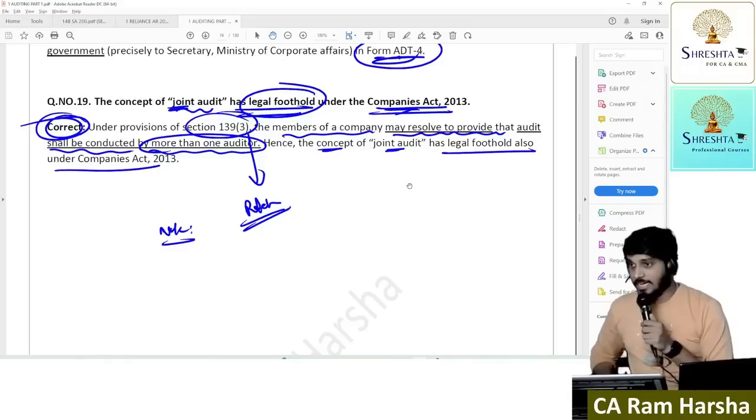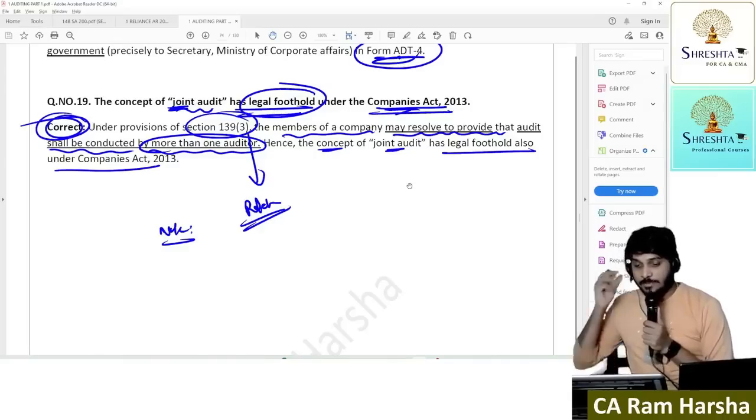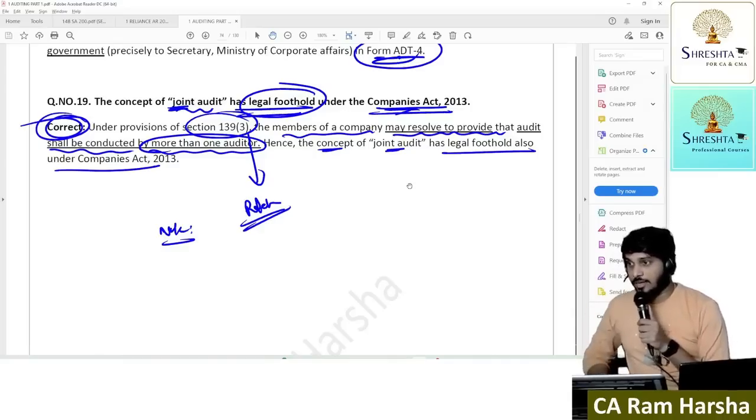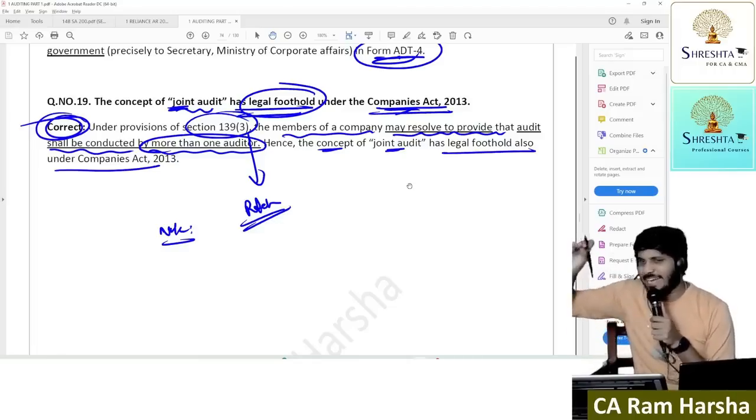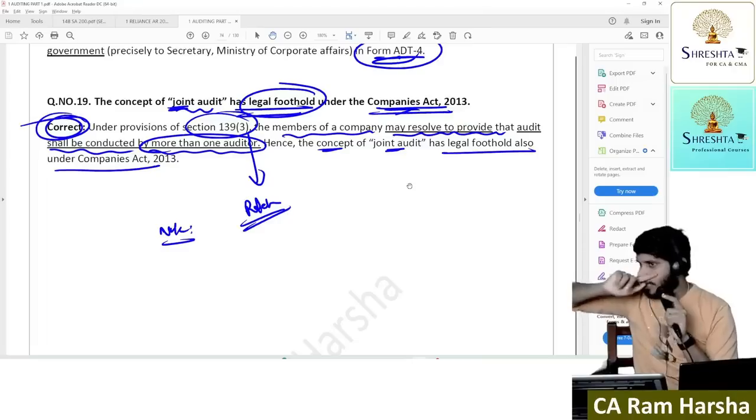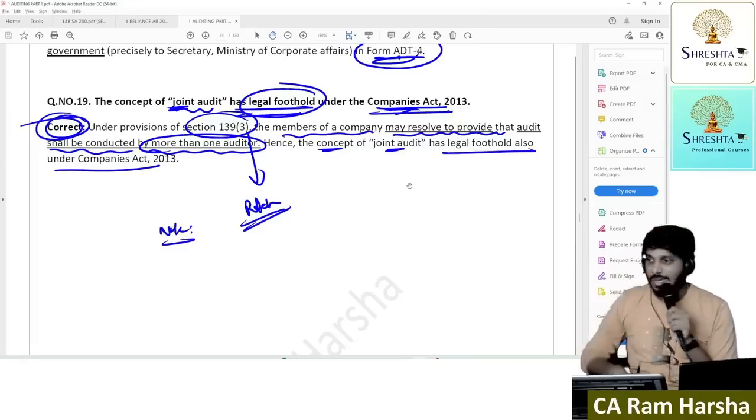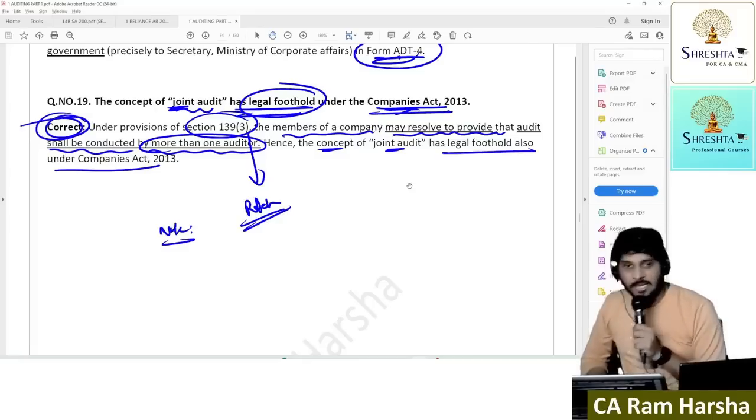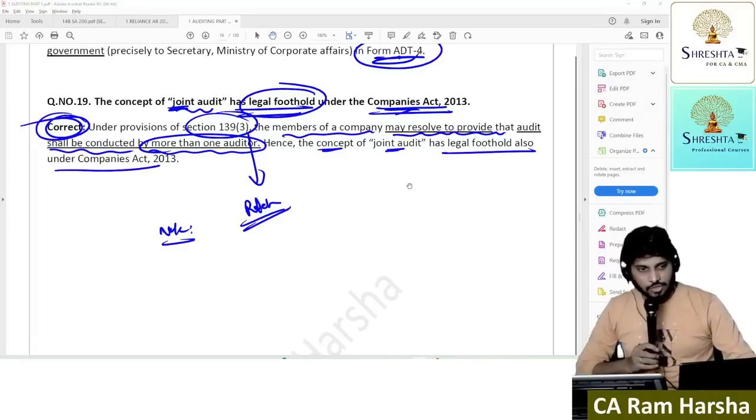Under section 139, you can write 139 if you don't remember the subsection. The members of the company may resolve that the audit shall be conducted by more than one auditor. Hence, the concept of joint audit has legal foothold. Legally, in the Companies Act, the identity is there. The Companies Act is generally silent on joint audit, but indirectly through rotation, this point is covered. That's it. With this, rotation of auditors is also completed.